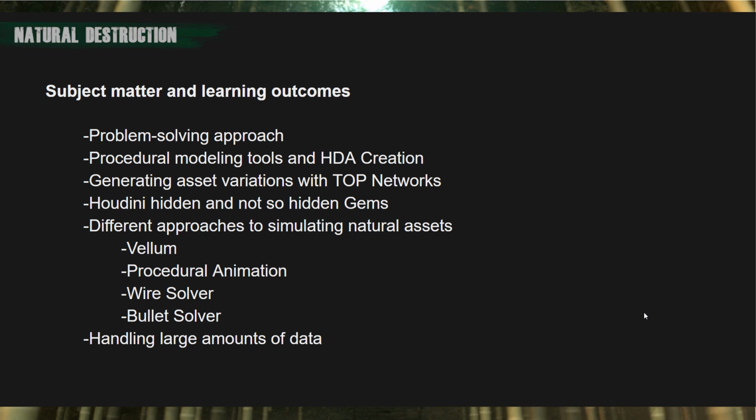We also took a look at animating and simulating natural phenomena. For example, the volume solver to break apart the dandelion seeds. Some very simple procedural animation techniques with the bend modifier and a few simple expressions. And we also added some very simple noise animation through the point wrangles and point VOPs. We also created some animation for the bamboo branches with the wire solver. And finally, we created a very complex destruction scene with the bullet solver. Lastly, we reviewed some tips to handle the large amounts of data that are generated with these types of scenes.